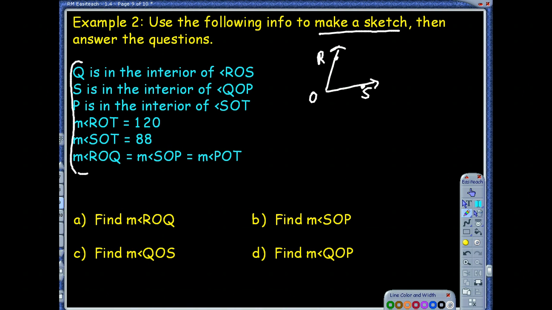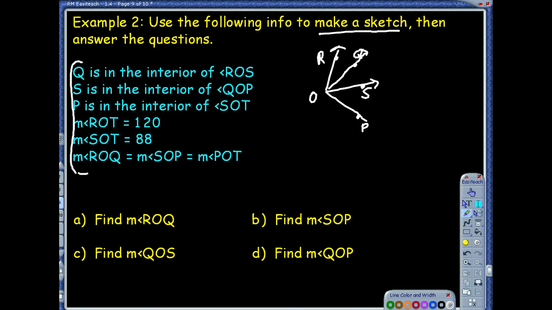Now it says Q is the interior of that. So where should I put that? Somewhere inside that angle, in the interior of that. So I'm going to put a point and name that Q. All right. It says S is the interior of angle QOP. So now we're using Q and O as a side of an angle. So we want to go ahead and draw that ray in. And S is in the interior, so for QOP, P has to be outside of that angle. So somewhere right here. That way S will be in its interior.